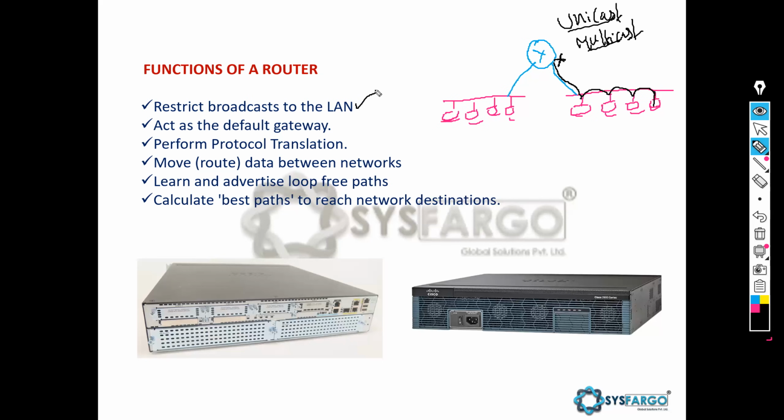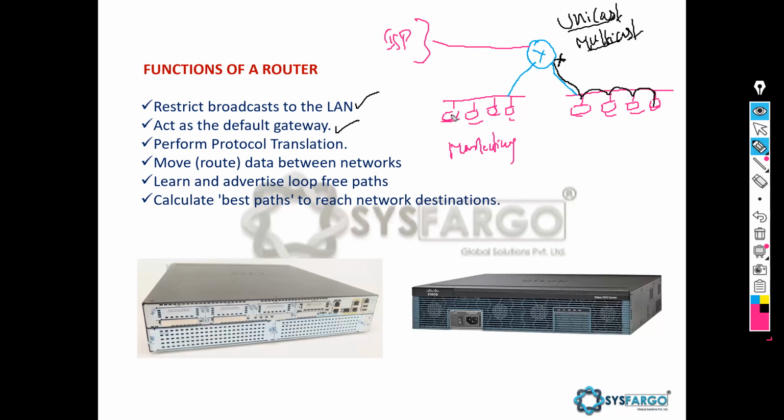When you have multiple departments in a company, every department has a different network. So all those networks will be connected to the router to restrict the broadcast. That's one thing. Next, it acts as a gateway. You are already aware, gateway means what? For example, this is the marketing department. Now this router is connected to the ISP.